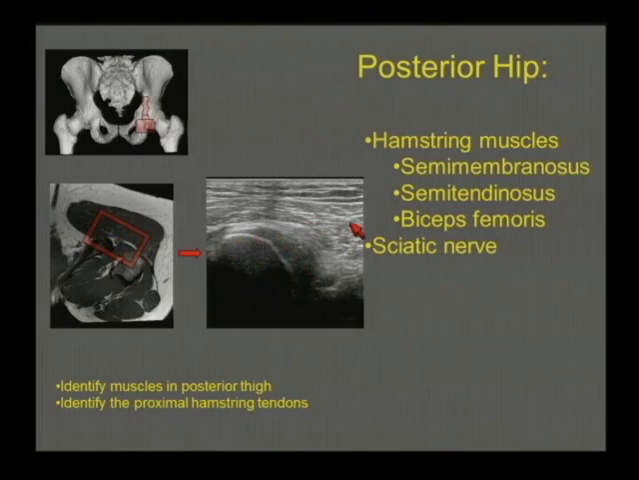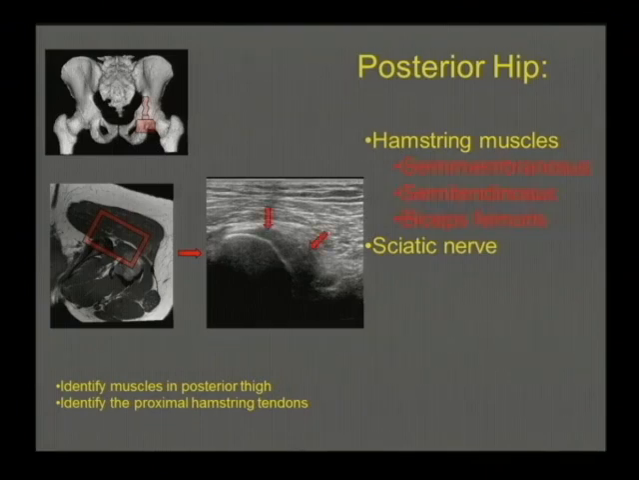And very proximally, it's actually difficult to resolve the origins of each of these three muscles from one another. The semimembranosus does have its own origin. It's a little bit more anterior in location, and the semitendinosus and biceps femoris share a common origin a little bit more posteriorly on the ischial tuberosity. The sciatic nerve also has a characteristic appearance as well, and we'll want to identify that structure for its own right, and also to avoid it if we're contemplating any injection posteriorly.